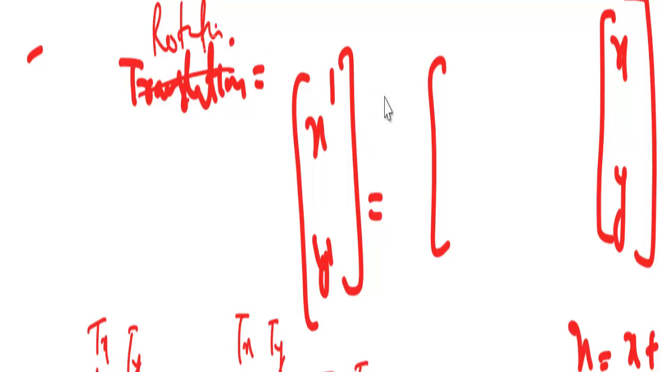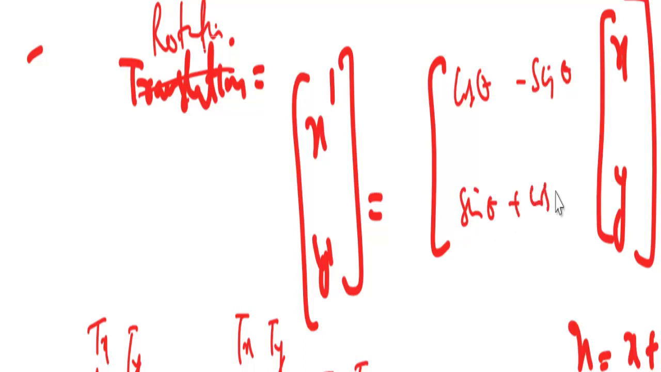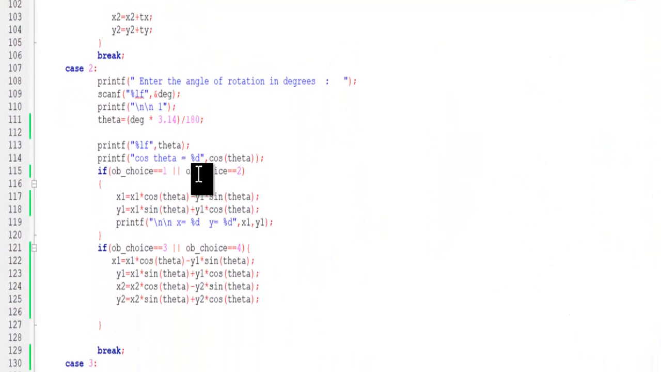Now this is the x prime and y prime. I get cos theta in x, and sine theta in the y; in the x it is minus sine theta, and in the y plus cos theta. So x prime is x cos theta minus y sine theta, and y prime is x sine theta plus y cos theta, where this sign is negative and this is positive. The same thing I did here.